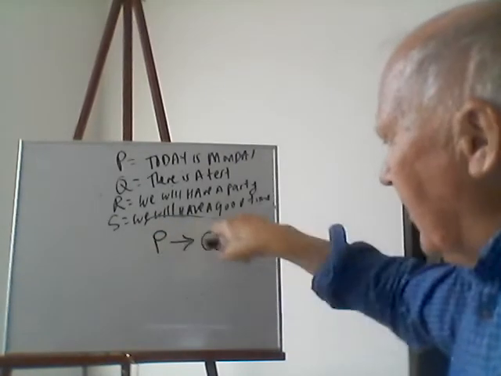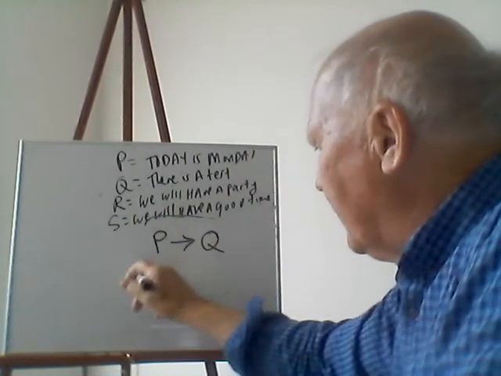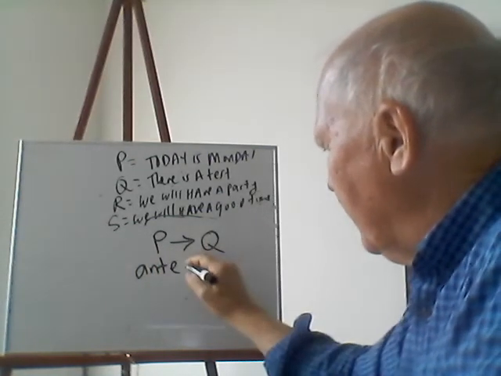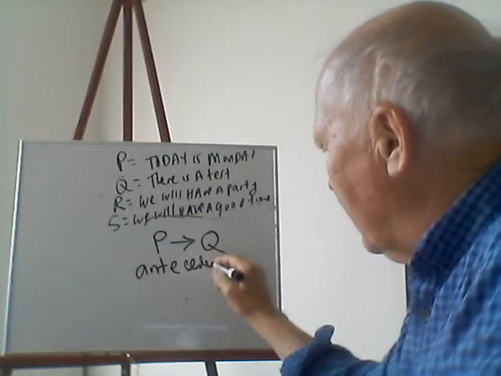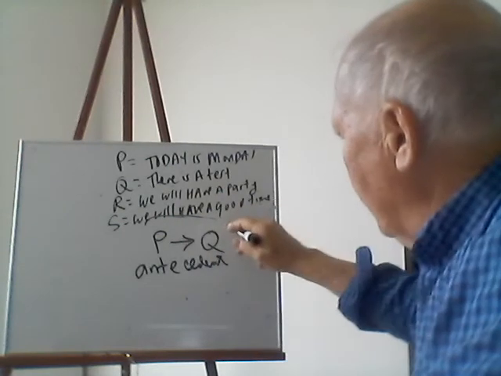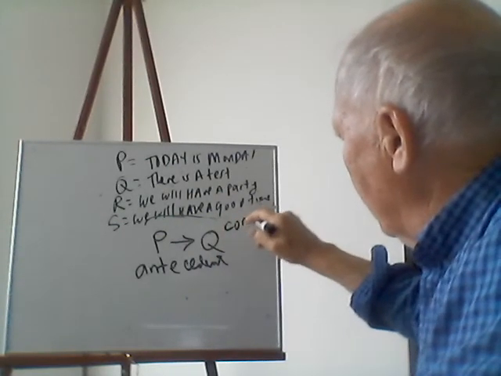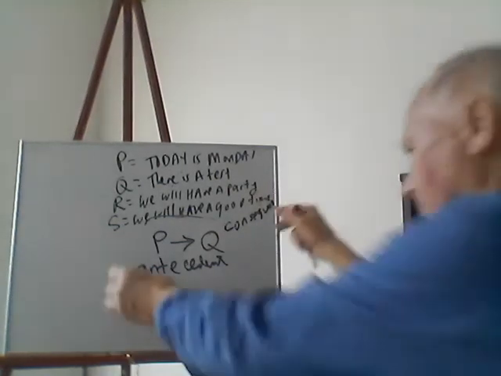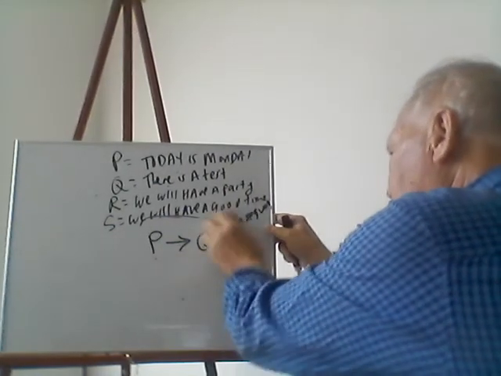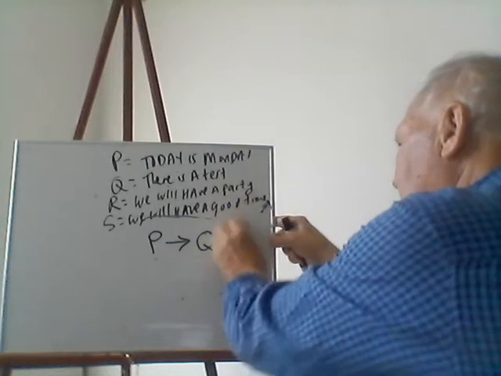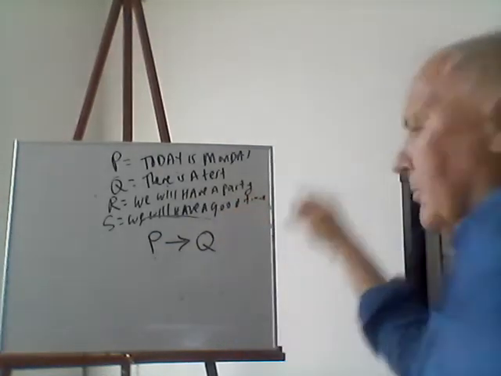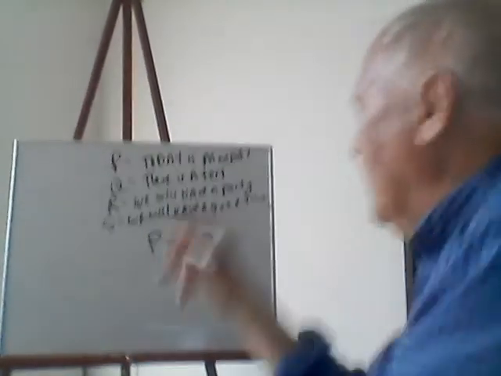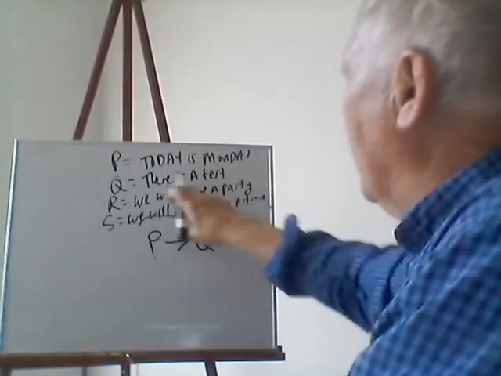The first term is the antecedent. A-N-T-E. Ante means before. Q is the consequent. Antecedent, consequent. If P then Q is called a conditional statement. Your book talks about all this stuff, so I'm not saying anything new. If P then Q: if today is Monday, there is a test.